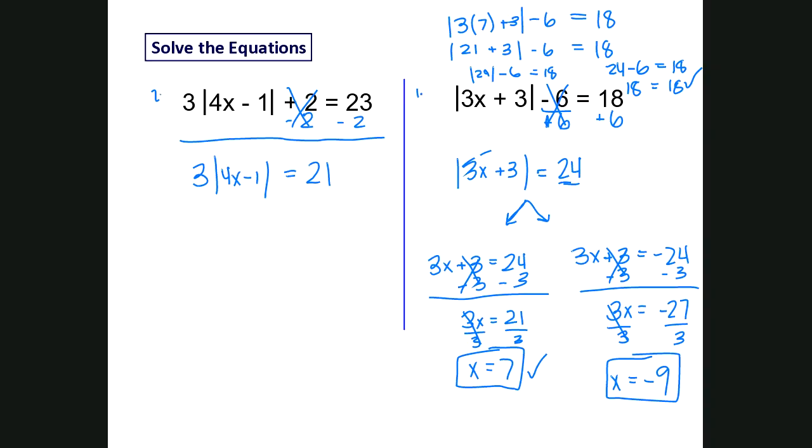Now, to get rid of this 3, the mistake that I've seen for most people is they think that I'm distributing this 3. So they multiply everything inside the absolute value by 3. And that is not what we want to do on these types. In this case, 3 is being multiplied by everything inside the absolute value. So if I want to get rid of the 3, I do the opposite of multiplying, which is dividing. And I do that on both sides to keep it all balanced. So I have 3 divided by 3 is 1. So that just leaves me with 4x minus 1 equals 7.